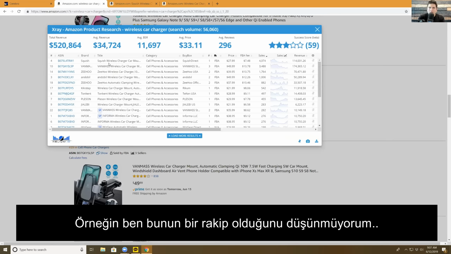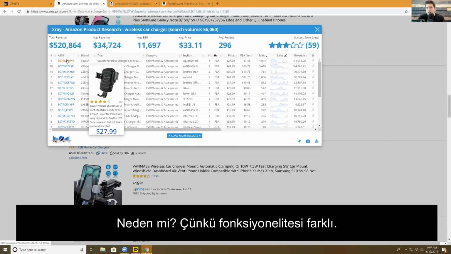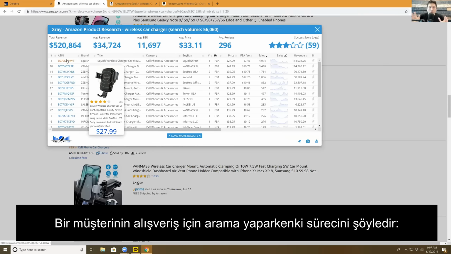In my opinion, that's 100% false. For example, I do not consider this the competitor. Why? Because the function is a little bit different. The part that has nothing to do with Helium10, but I really want everybody to understand is, here's the process when somebody searches for something.